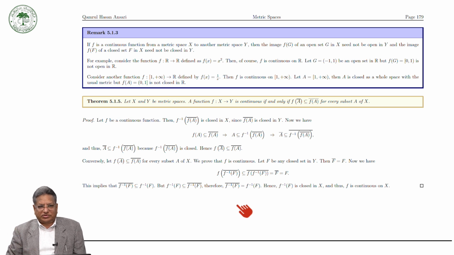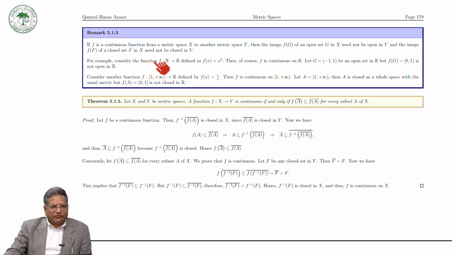So here we have the remark: if f is a continuous function from a metric space X to another metric space Y, then the image f of G of an open set G in X may not be open in Y. And the image f of a closed set F in X need not be closed in Y.